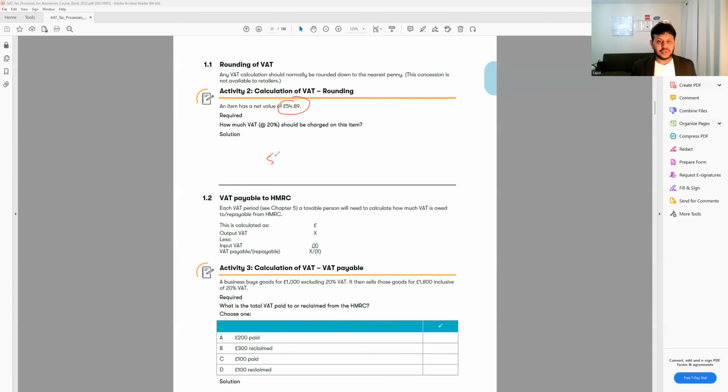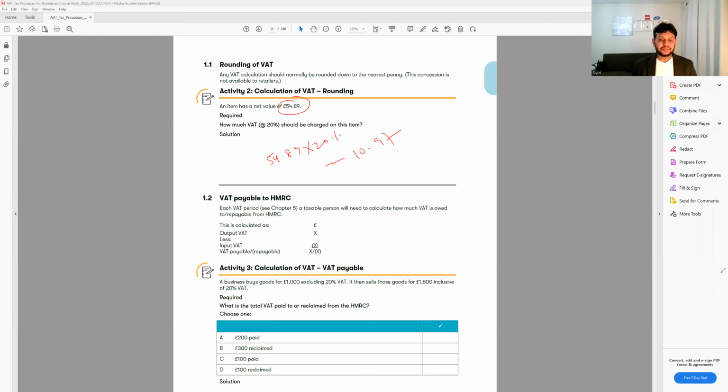So net is always 20%. Remember that. VAT rate is always 20% standard rate. So all you have to do is multiply by 20% here. It's very simple. So 54.89 times 20% will give us 10.97. This is our VAT. So if it is an inclusive VAT, divide by 6. If it is an exclusive VAT, times by 20%.